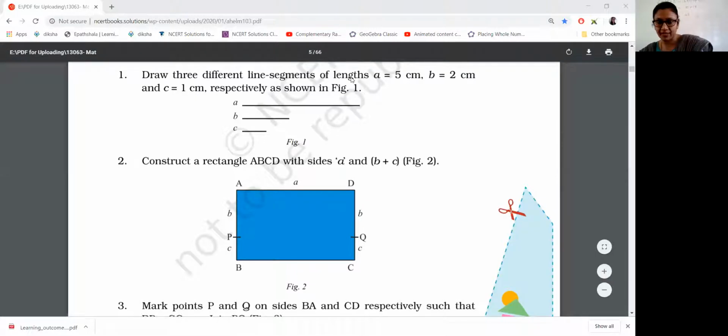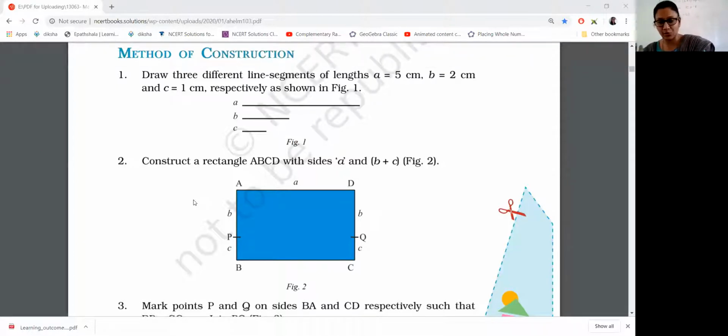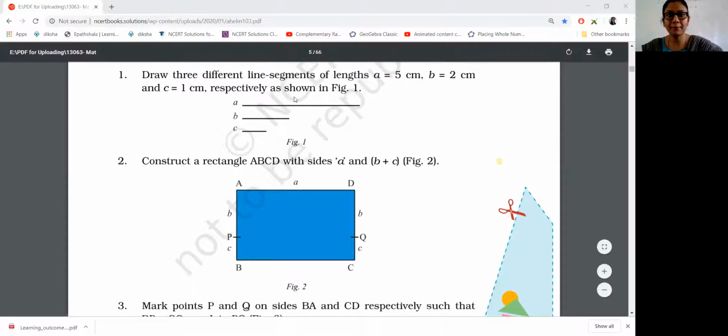A is given as 5. So you take a graph sheet itself, I would tell, because counting the centimeters there is very easy, because every small square that you have there is going to be 1 centimeter. So count 5 centimeters on the graph sheet and draw this line. Then at the bottom, you have to draw B plus C.